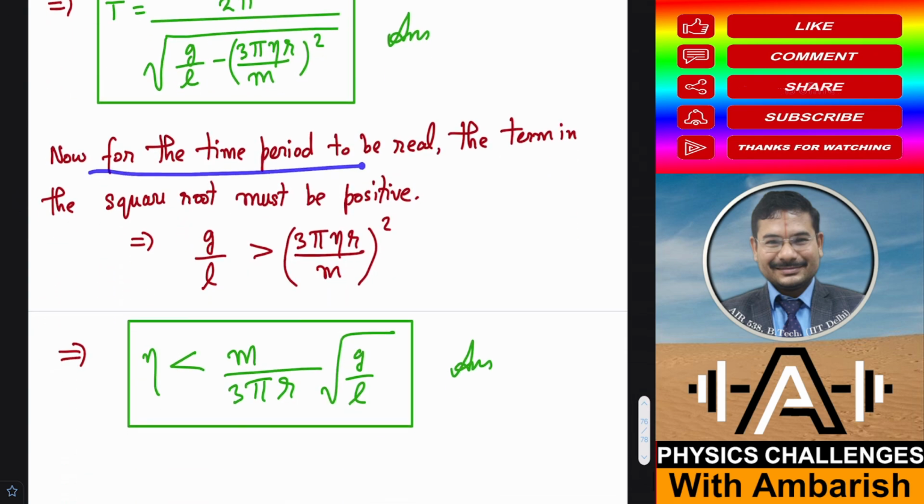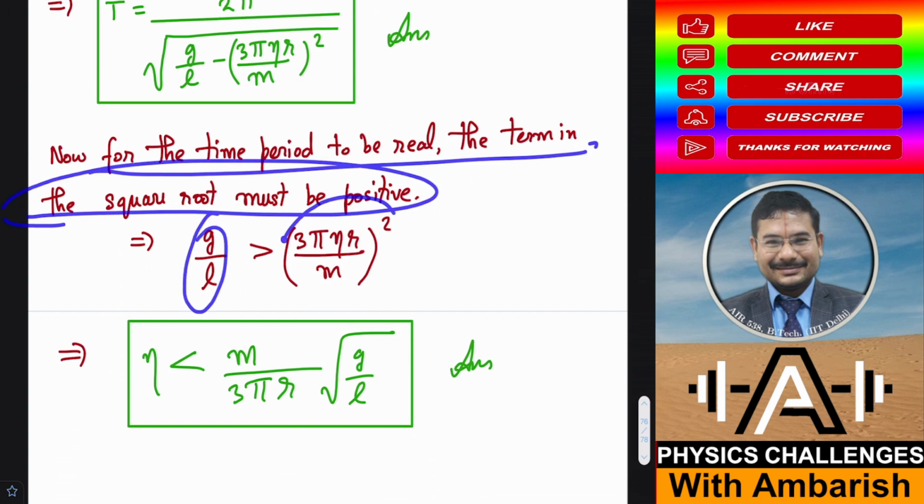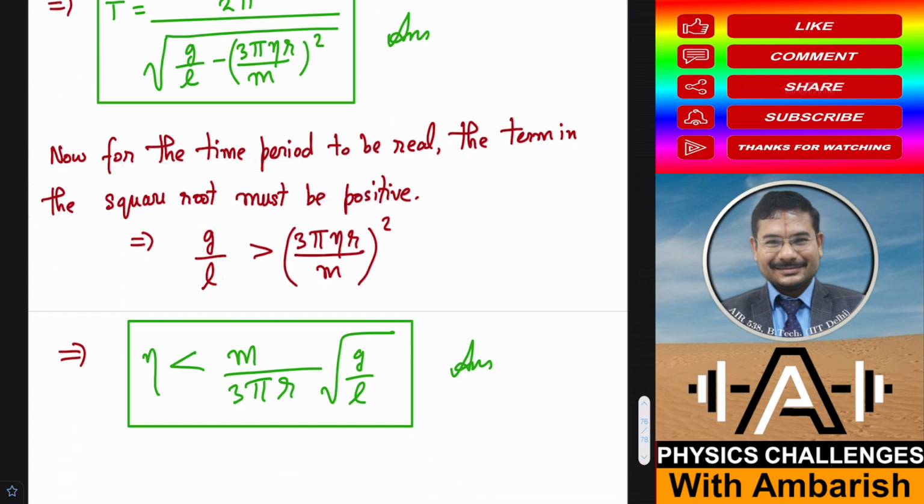Now for the time period to be real, the term in square root must be positive. So g by L must be greater than 3 pi eta r by M whole squared, and you just rearrange this to get the inequality governing eta. So eta must be less than M upon 3 pi r into under root of g by L. Okay. So this is the solution to the problem.